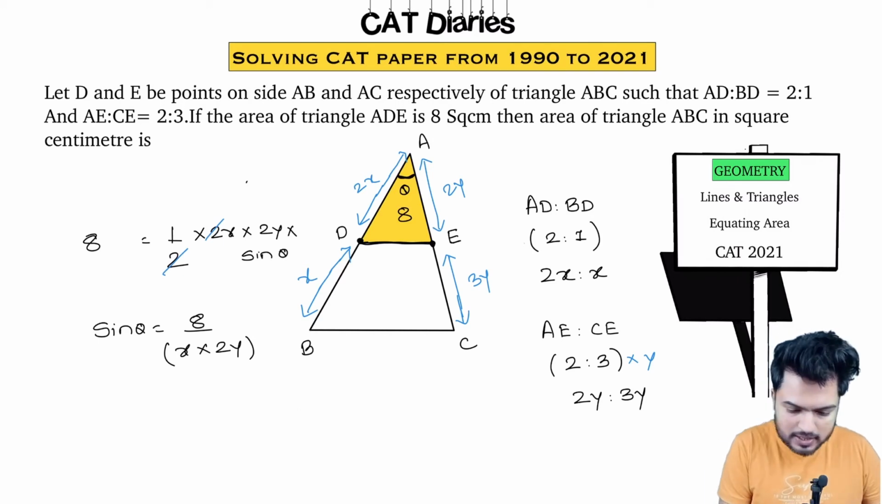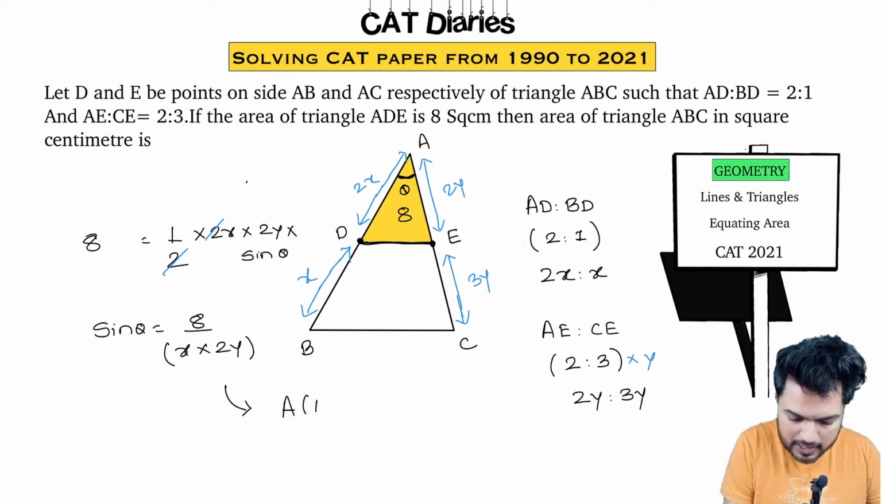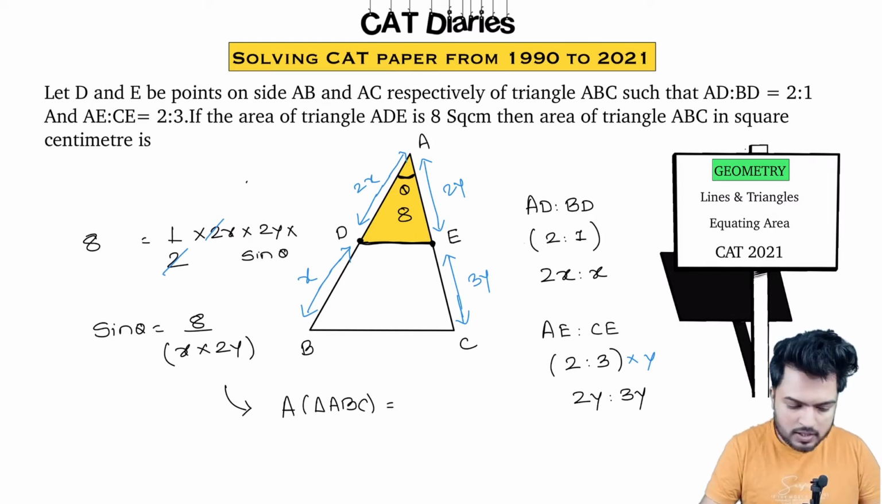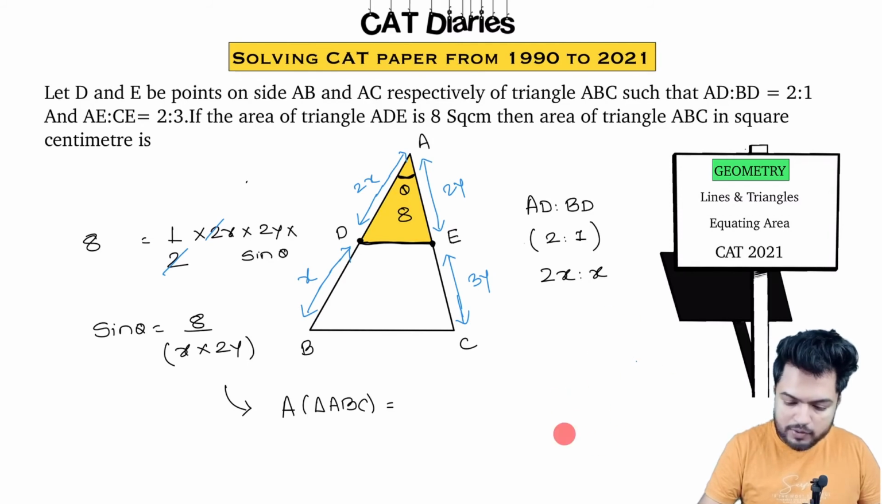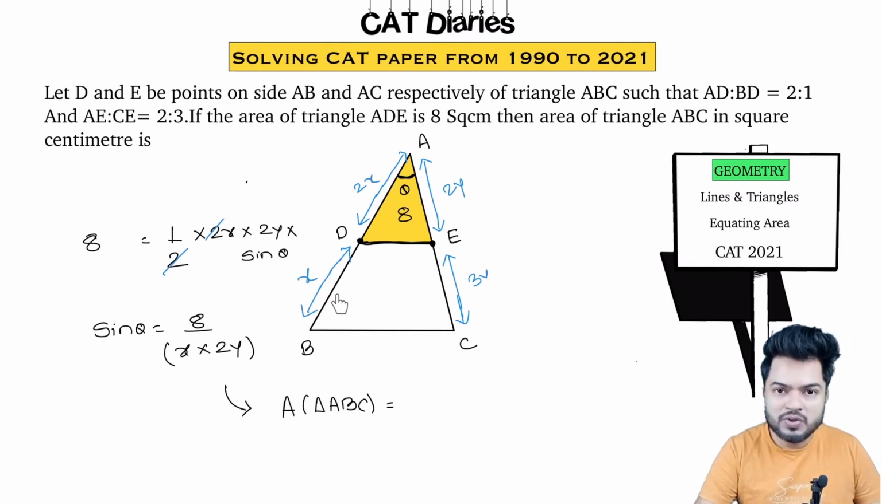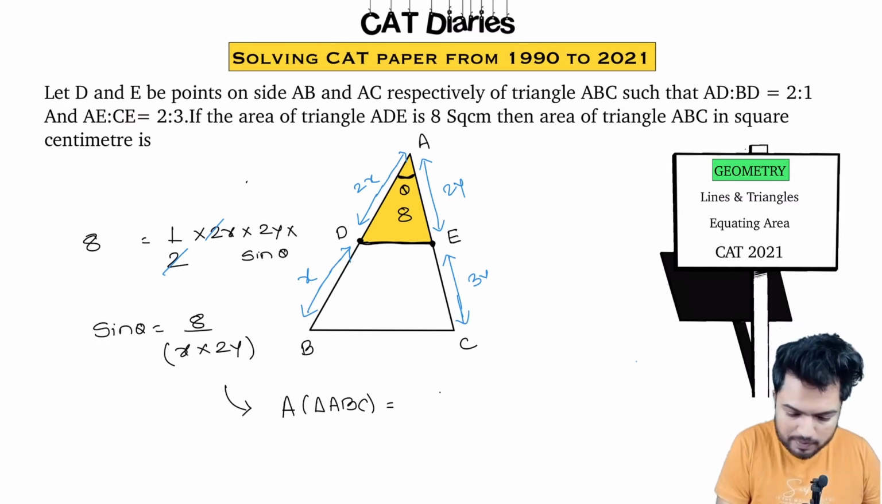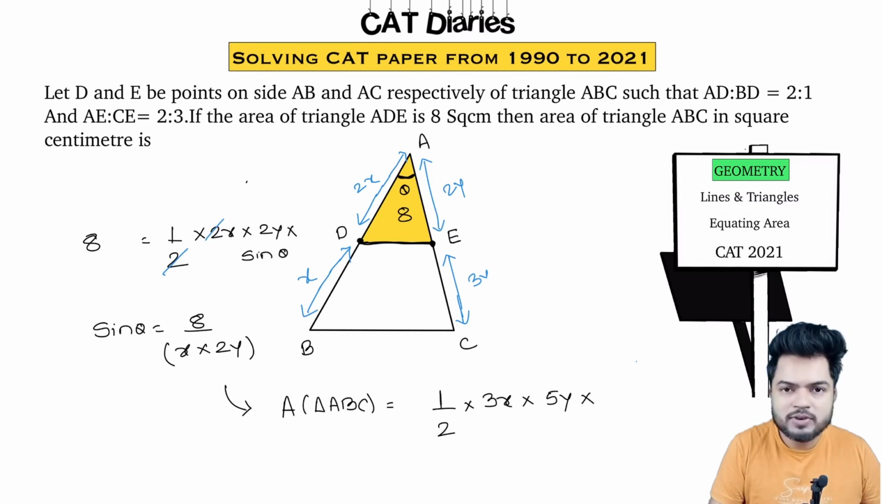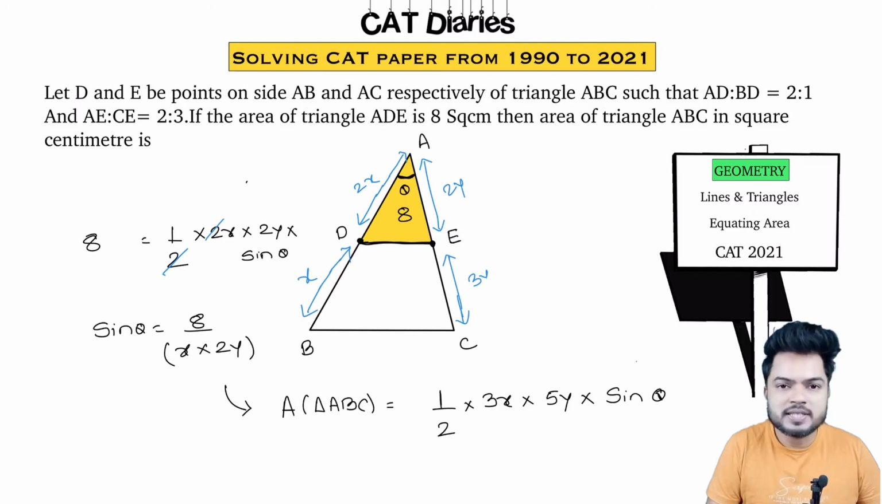Okay, let's see the second part. Now I'm being asked the area of triangle ABC. That will be equal to what? Just check it. How will you apply the same formula in this case? I'll say that will be equal to half into this 2x plus x, that is 3x, into 2y plus 3y, 5y. So this will be equal to half into 3x into 5y into the sine of the angle between the two sides, that is sine theta, because theta is the same for both the triangles.